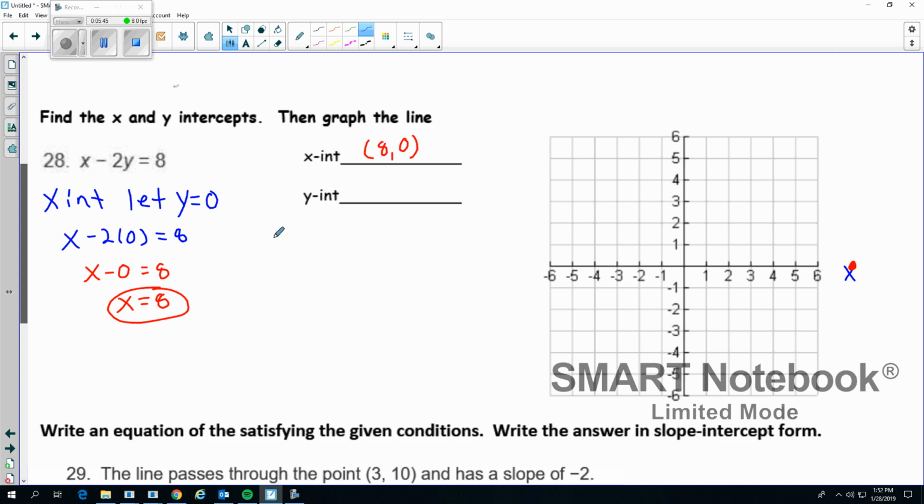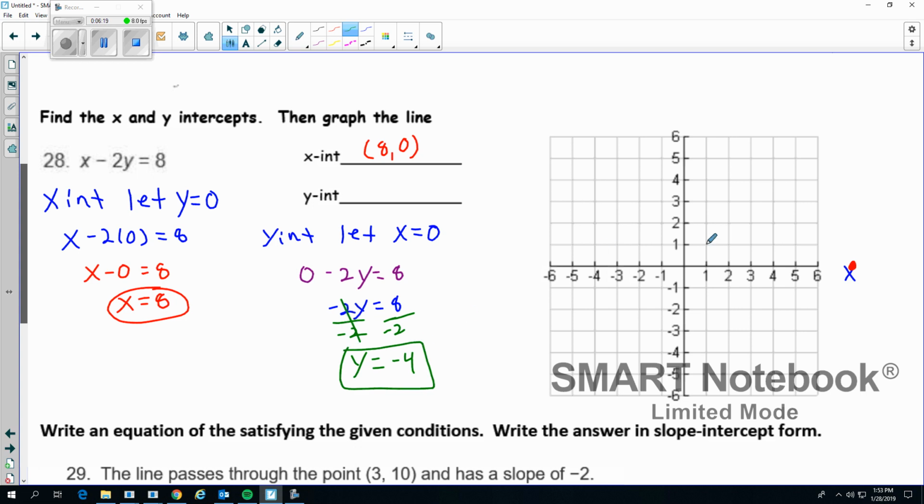And then let's try the next one. So if I want to find the y-intercept, this time we'll go ahead and let x equal 0. So I'm going to have 0 minus 2y equals 8. So that's just kind of silly, so I'm just left with negative 2y equals 8. Then we'll divide both sides by negative 2. So that should leave me with y equals 8 divided by negative 2, which is negative 4. So at (0, -4), right down there.